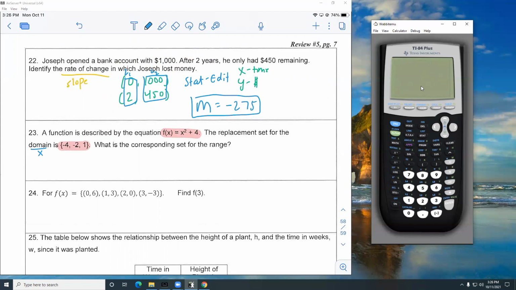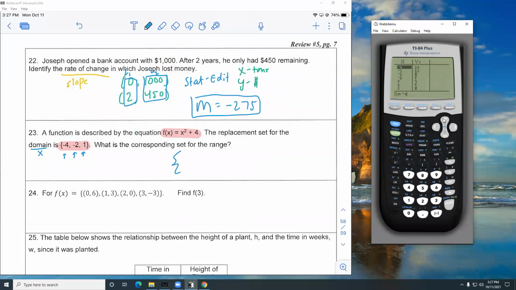Do we agree that domain is x? So what I want to do is find the y values of this function for all of these given x values. The easy way to do this is by putting it in y equals in your calculator. So I go to y equals, and type in x squared plus 4. Now I want to look at my table, so I press second graph, because above graph in blue letters is table. I just want to find the y values for when x is -4, x is -2, and when x is 1. So let's scroll up to where x equals -4.